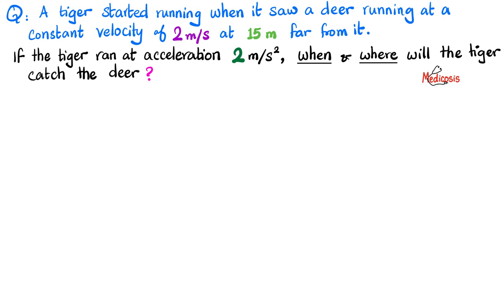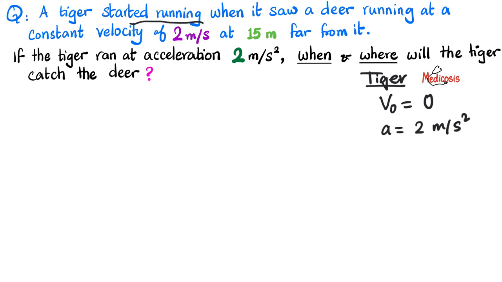So first, you take a deep breath and you write down what we already know. They told me that the tiger started running. Oh, so it was resting, which means for the tiger, the initial velocity, V0 or Vi, equals 0. And then what's the final velocity? They did not tell me the final velocity of the tiger, but they did tell me about its acceleration. And what's the acceleration for the tiger? It is 2 meters per second squared. And this is everything that I know about the tiger.